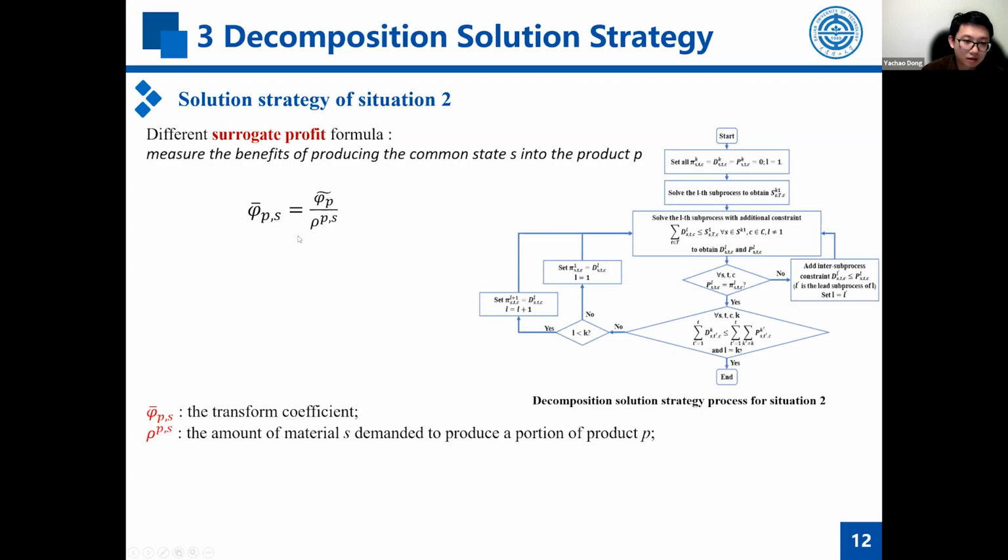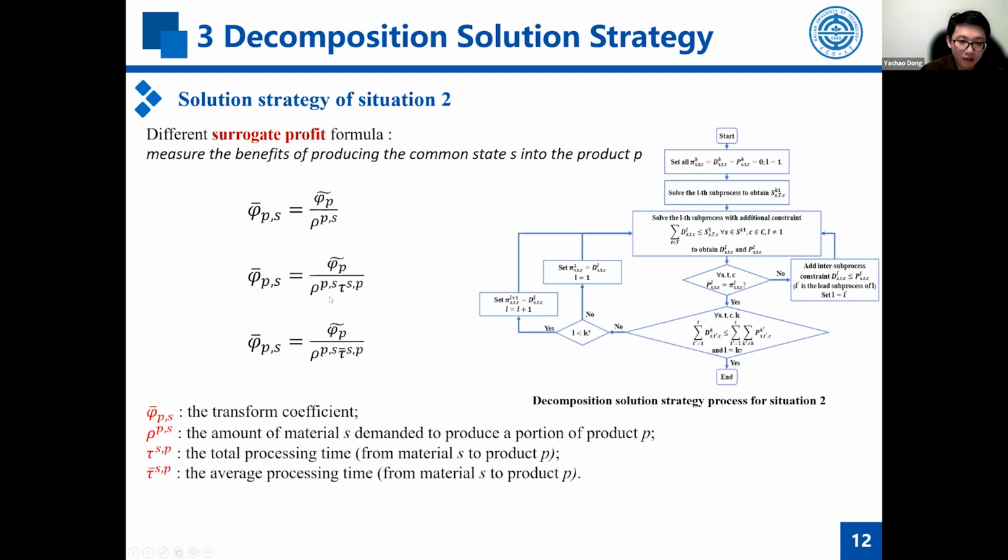We have a second and a third formula, slightly different. In the second formula, we have the total processing time considered, and in the third formula, we have the average processing time considered. We tested all 3 different formulas against multiple examples, and we find that each of them could be the best in different cases.